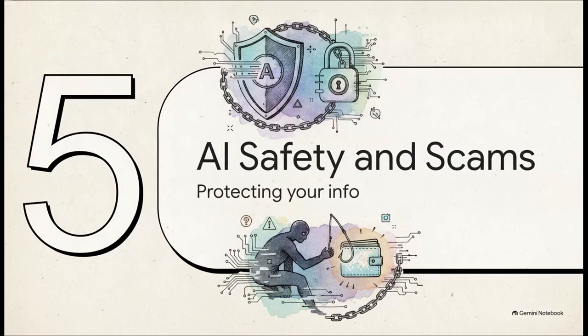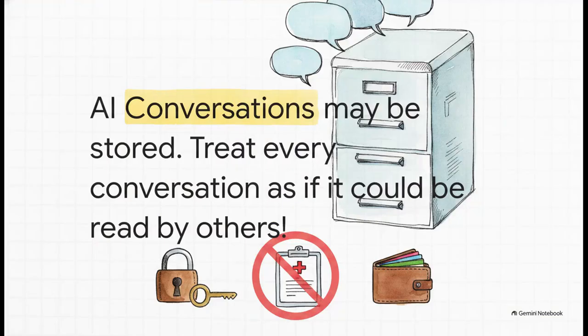Section 5, AI safety and scams. Let's make sure we're protecting your information. Now, this is a really important rule of thumb. Just like anything else on the internet, we need to establish some safety guardrails.